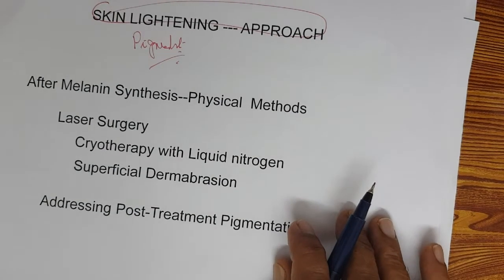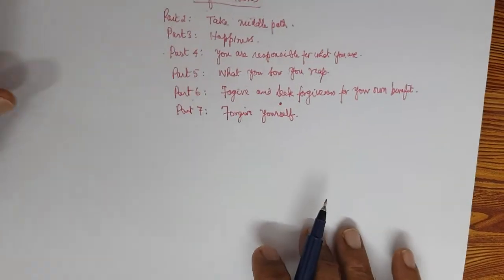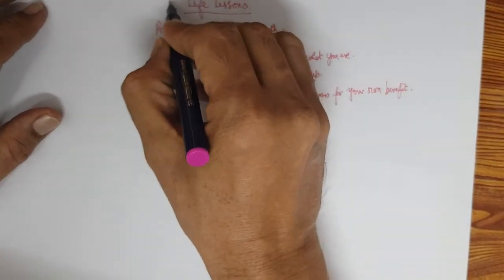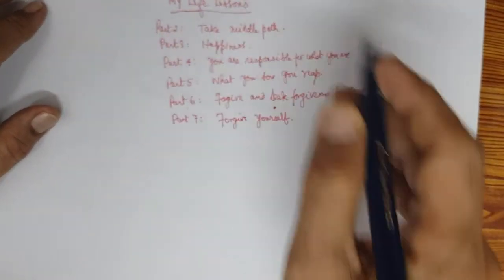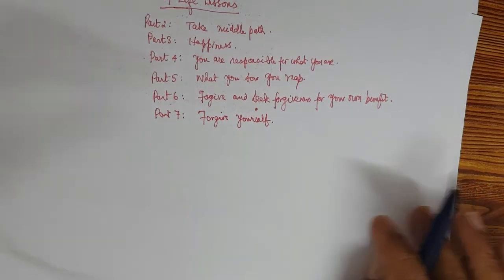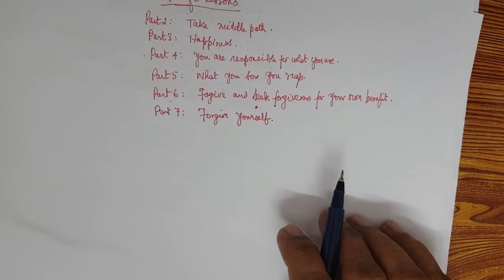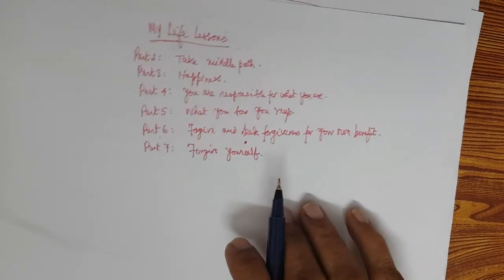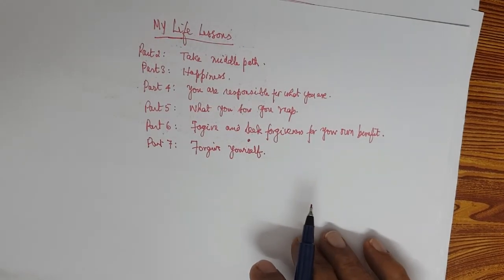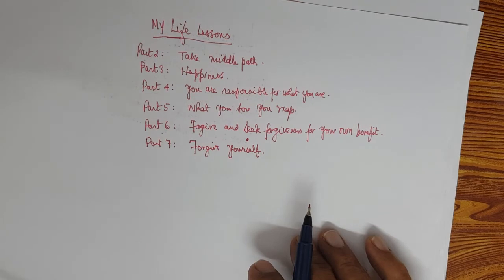Now, when we end, what? My life lesson, right? Today, my life lesson will be: forgive yourself. It's a technique. This is very, very important because it hurts you so much. What is forgiving yourself?